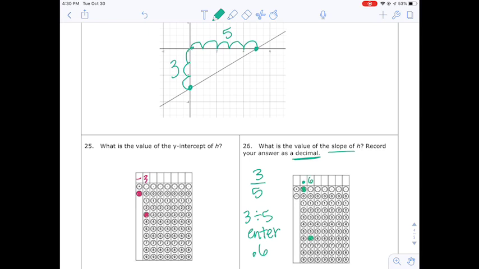So I put the decimal and the 6. Again, it does not matter where you put it as long as the decimal and the 6 are right next to each other. And then you do not fill anything else in with any other thing.